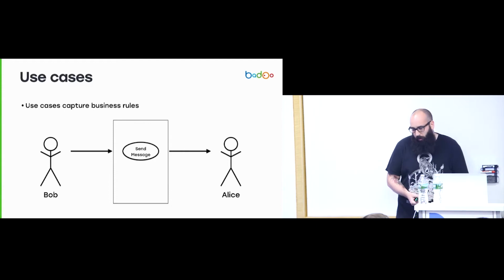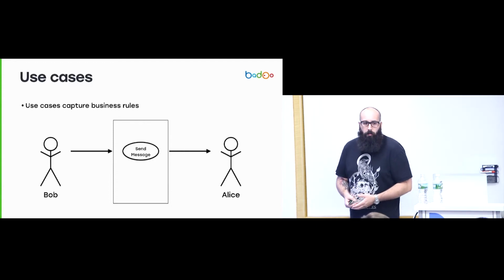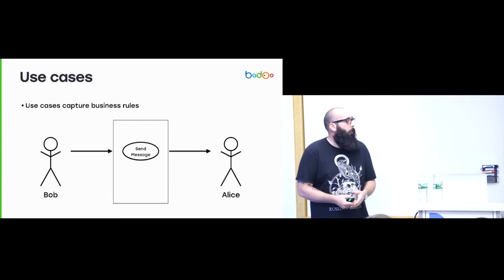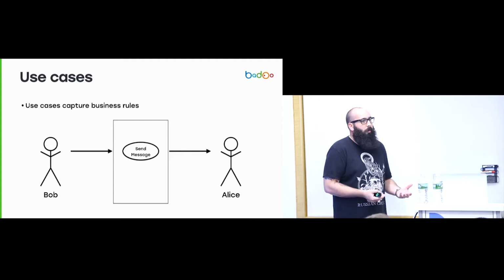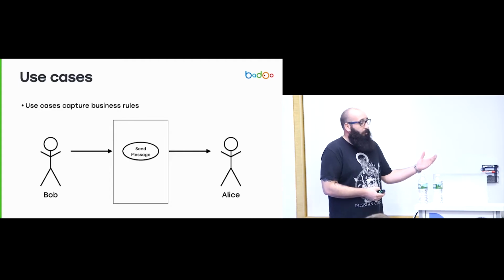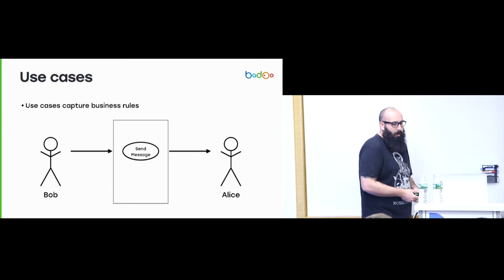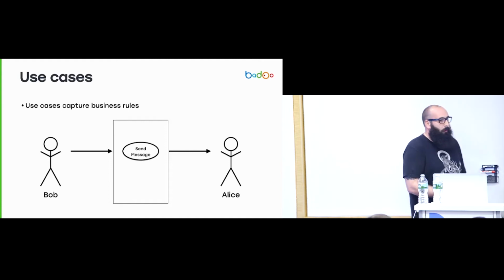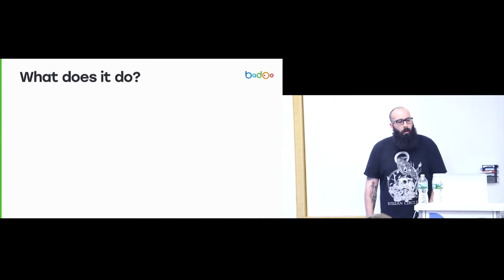And the reason for that is it could be different ways to send a message. So for example, in some apps now you have automated responses. And that would still be using a send message use case, but it wouldn't be using the implementation I just talked about. So what does it do?